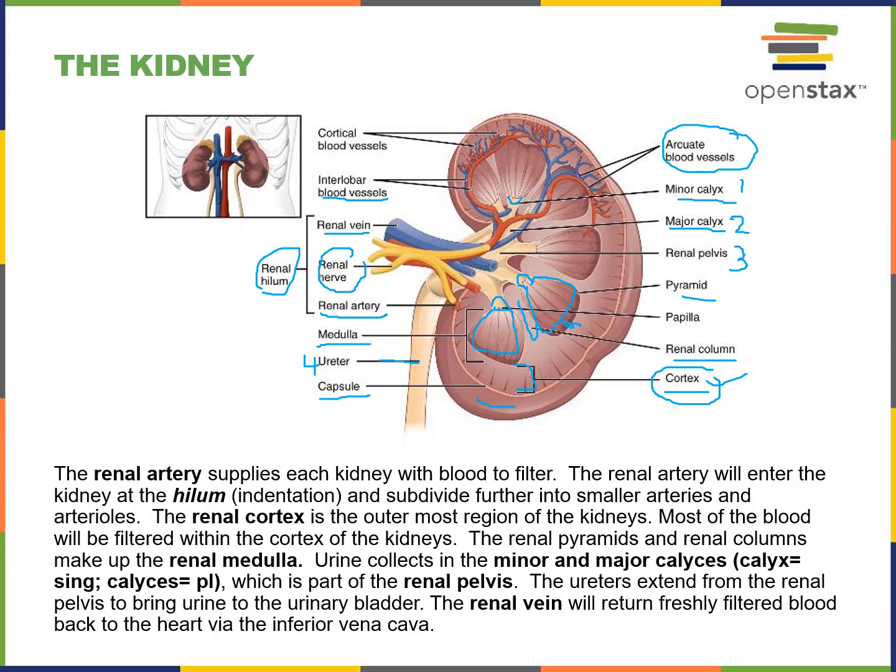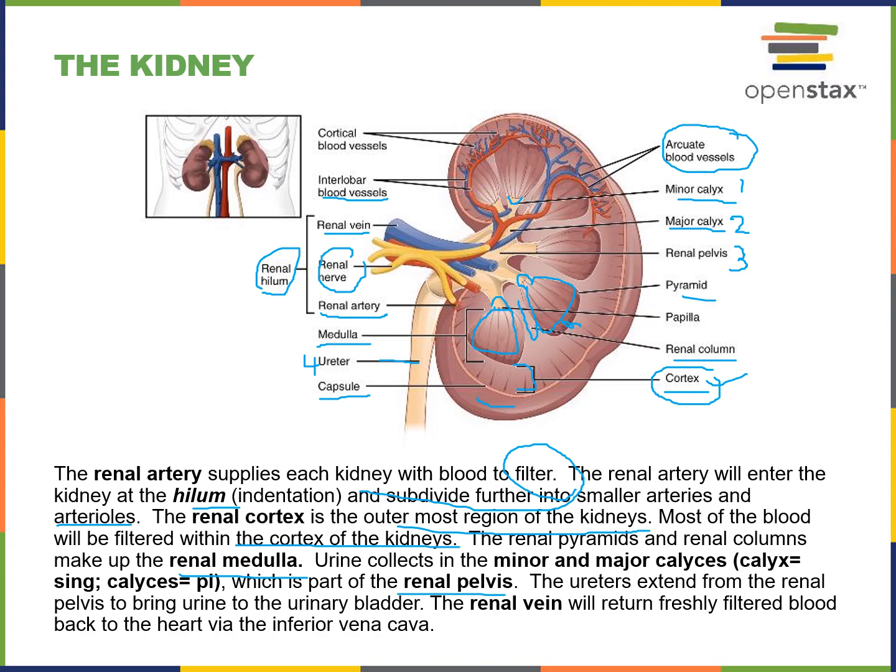So the renal artery supplies each kidney with blood to filter. Very important. The renal artery will enter the kidney at the hilum and subdivide further into smaller arteries and arterioles. The renal cortex is the outermost region of the kidney. Most of the blood will be filtered in the cortex by that structure called the nephron. The renal pyramids and renal columns make up the renal medulla. Urine collects in the minor and major calyces, which is part of the renal pelvis.